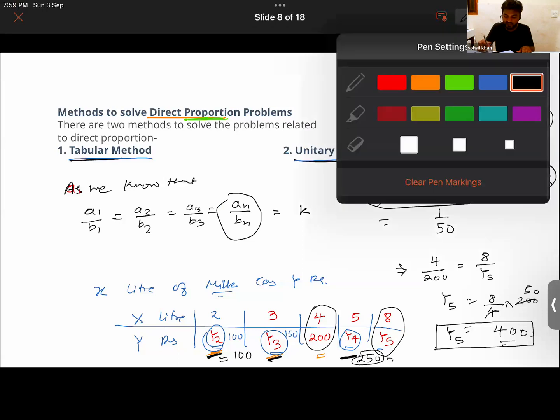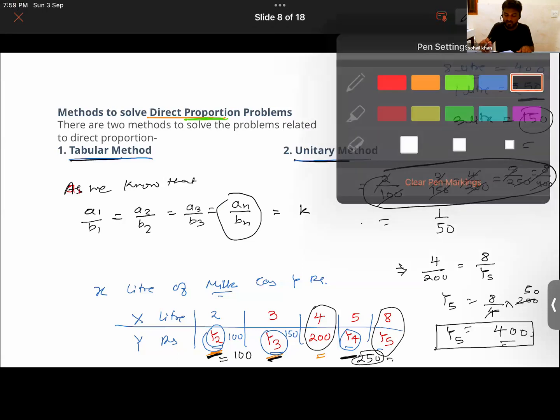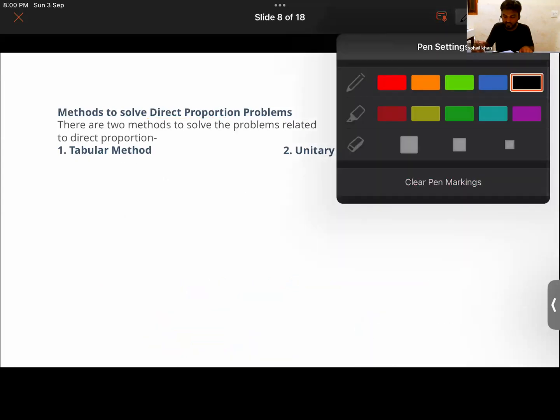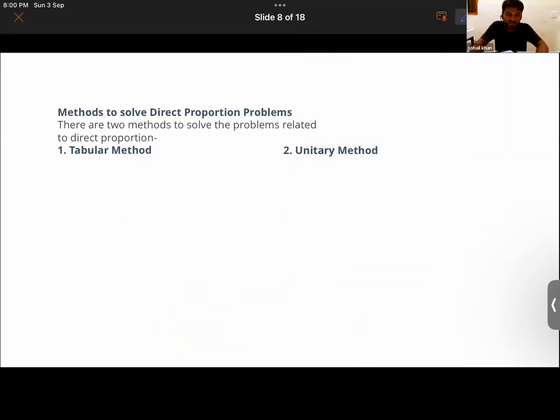Shall I clear the screen? Or if you like, take a screenshot, it would be better. Done, all of you? Now let's move to the unitary method.